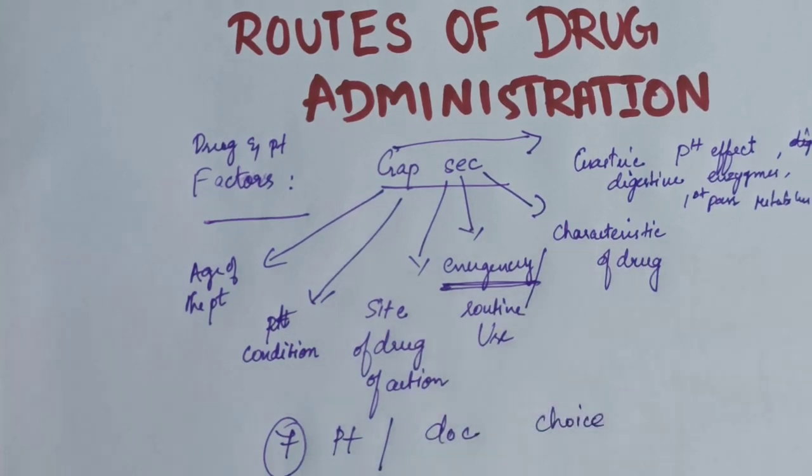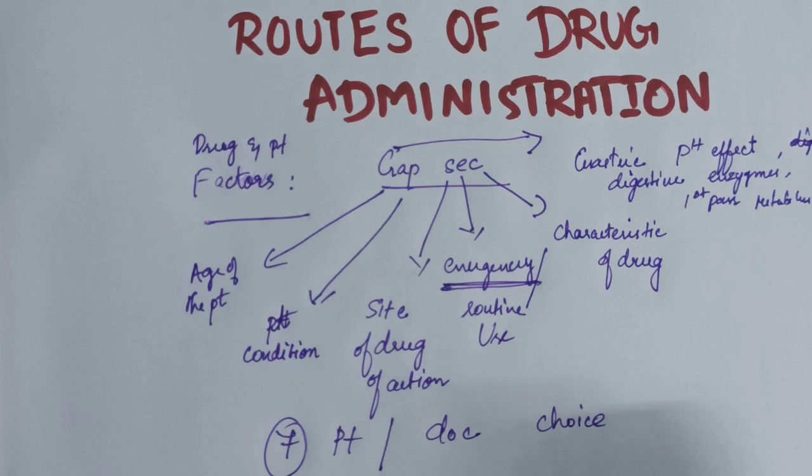Sometimes the choice is given, for example, if the patient is diabetic and has a moderate level of glucose, the doctor will give the option whether they need to reduce the glucose via tablet or insulin injection. The choice will be given to the patient as to what route they can take. That depends upon patient and doctor choice.